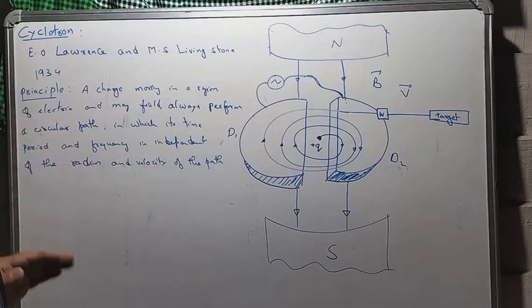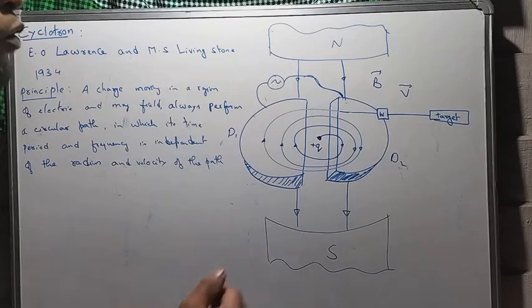Okay, here we shall see about a new topic of this chapter 4, and that is cyclotron. Before we understand about cyclotron, let me remind you about nuclear physics. I hope you have done this nuclear physics, that we always require a high energy particle for many experimental purposes.